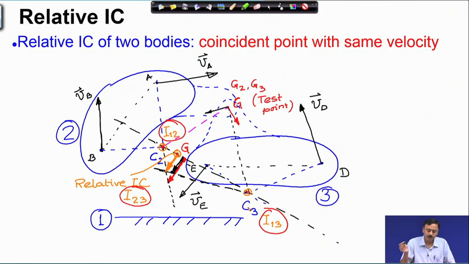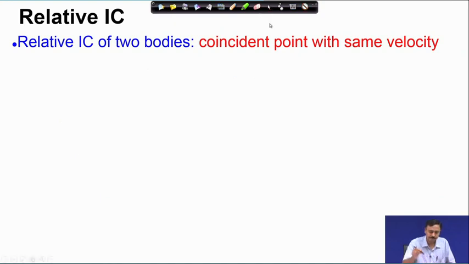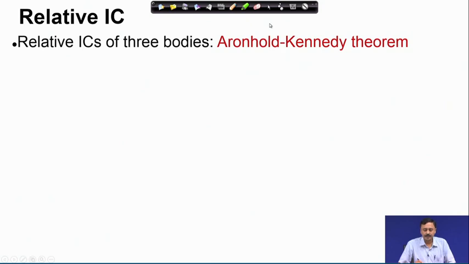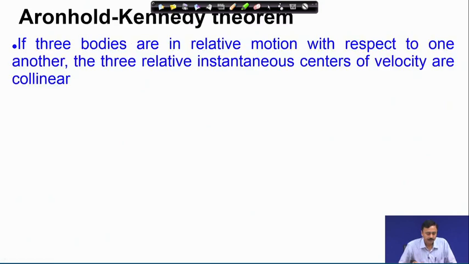This is what we are going to now generalize. And this generalization is called the Aronhold-Kennedy theorem, which states that if 3 bodies are in relative motion with respect to one another, the 3 relative instantaneous centers of velocities are collinear. So, that is the Aronhold-Kennedy theorem.